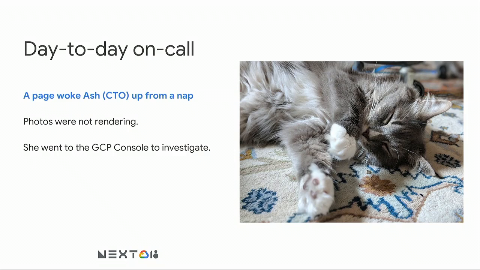All right. So now as many of you know, you're on call. And Ash is also on call as one of the 2 engineers currently on the team. And one day a page woke her up from a nap. The photos on the cat website weren't rendering, and that's their main business, so it's a pretty big problem. And so she went to the GCP console to investigate. Now, Ash knows that naming is one of the hardest things in software, and she's solved the problem. So all of the photos are in a Google Cloud Storage bucket that's called Very Important Bucket.